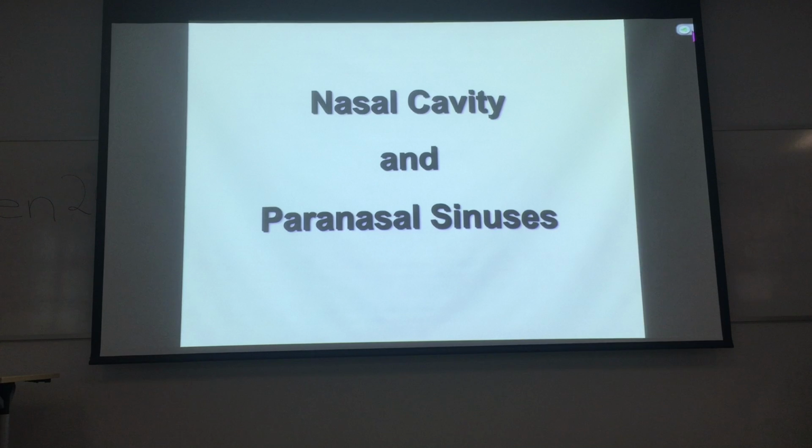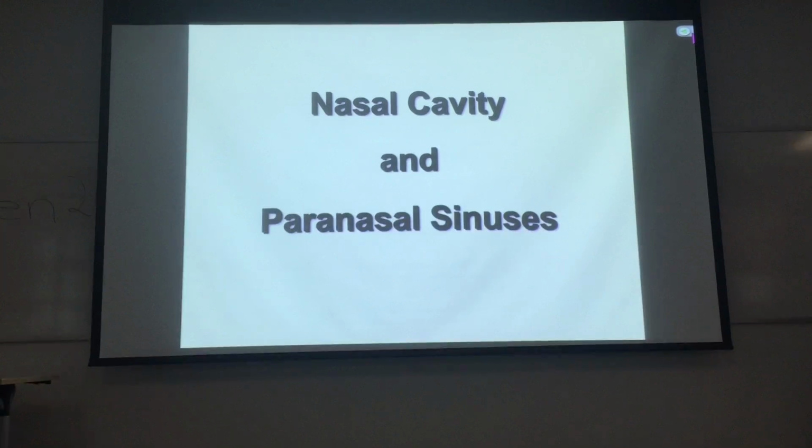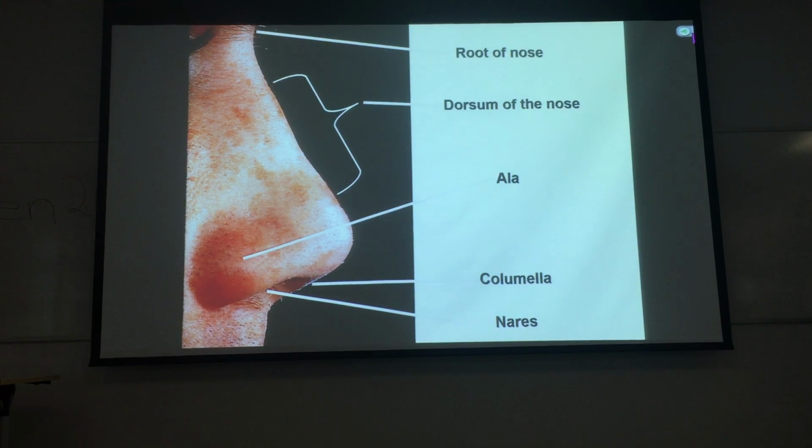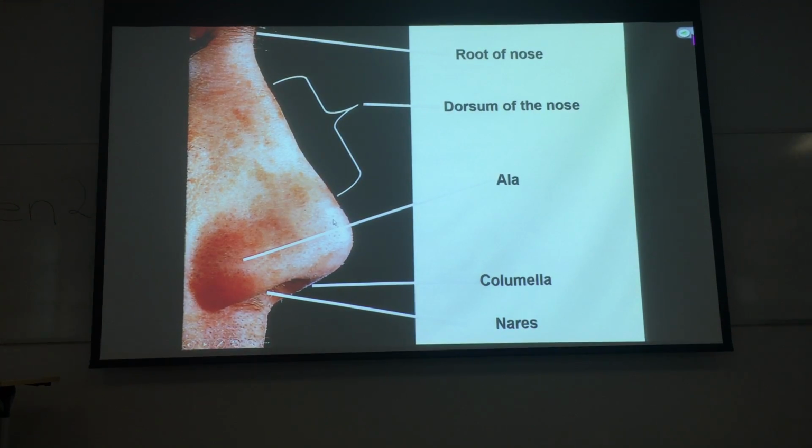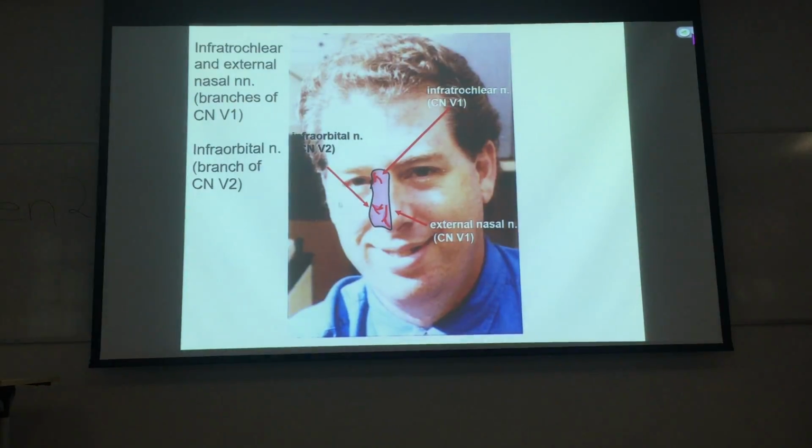Okay. So there's quite a few slides here, so let me get started on this. Obviously, I'm pretty familiar with this material. Make sure you understand the parts of the external nose relative to root of the nose, dorsum, ala, so that if a question were to ask about sensory to any particular part of the external nose, you would know what nerves would be involved. So make sure you understand.